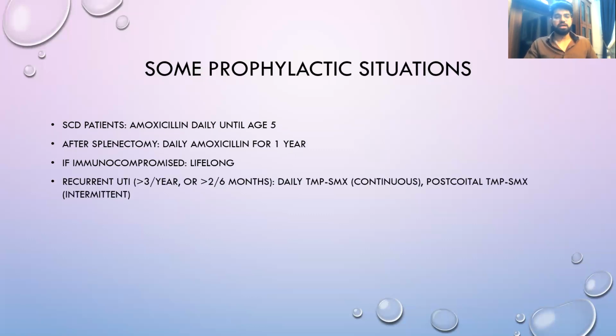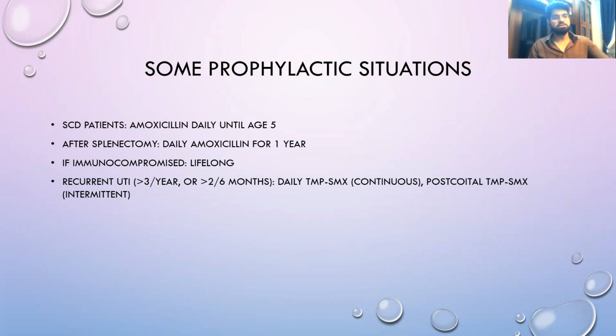For UTI, they also ask you about prophylaxis, for recurrent UTIs. So first of all, one should know the definition of recurrent UTIs. It is either greater than 3 times per year or greater than 2 times in 6 months. Anybody who has this number of episodes of urinary tract infection is considered to have recurrent UTI. And for them, the prophylactic options are two.